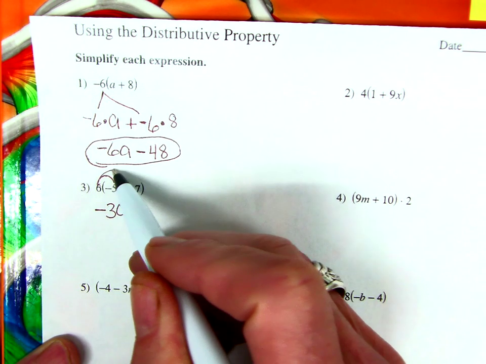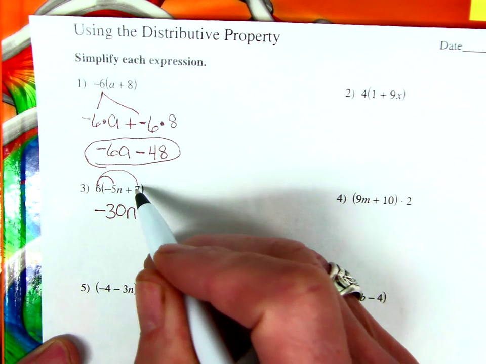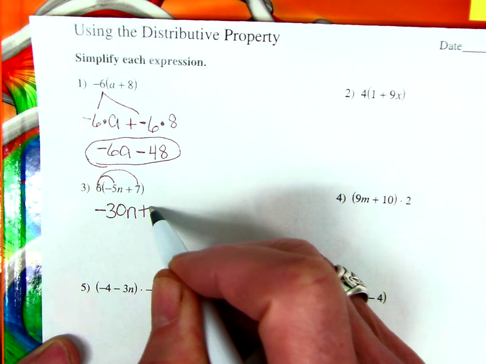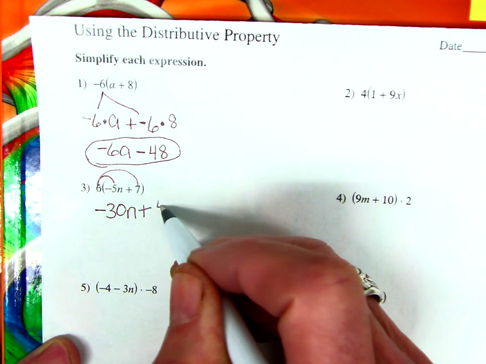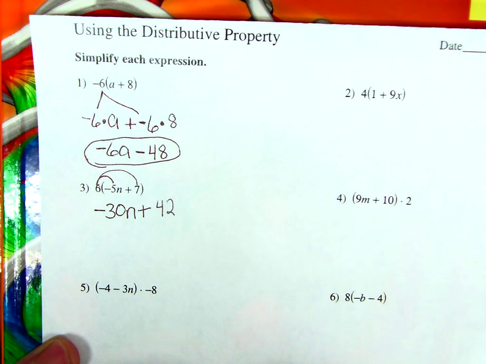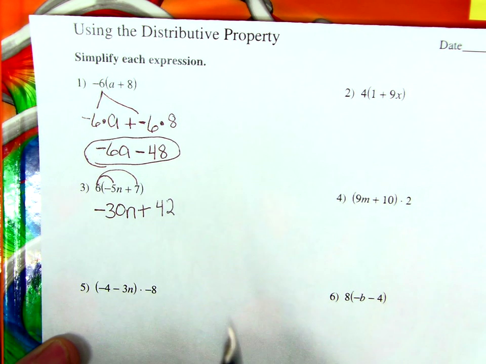Now I'm going to do 6 times 7. There's a plus sign that separates these two, so I need to write down plus. And now I do 6 times 7 is 42. And that is the answer: -30n plus 42.